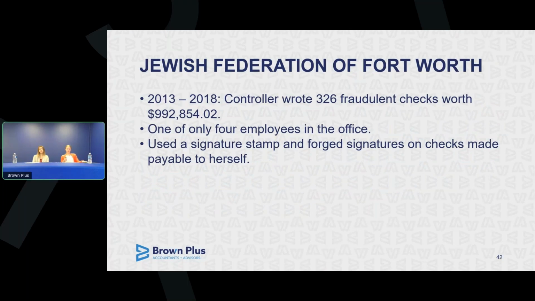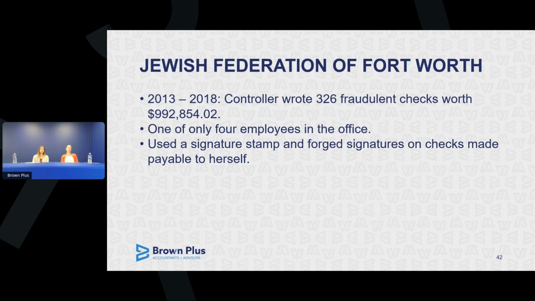Another one, the Jewish Federation of Fort Worth, down in Texas. This was for 5 years, from 2013 to 2018. The controller wrote 326 fraudulent checks, and almost $1 million was taken across 5 years. In this situation, she was one of only 4 people in the office. So looking at a smaller organization, with fewer people involved, maybe they weren't having great segregation of duties. She was able to control things from start to finish and not have a second set of eyes on things.